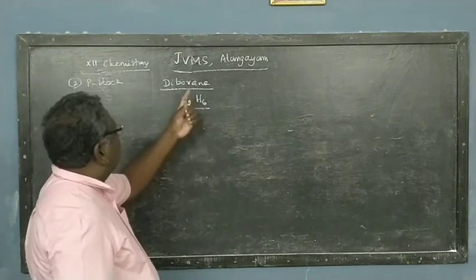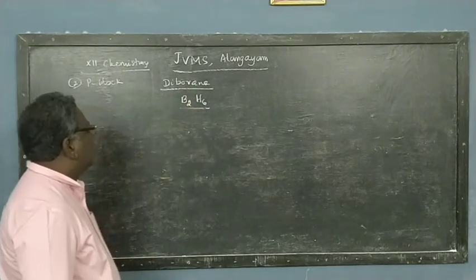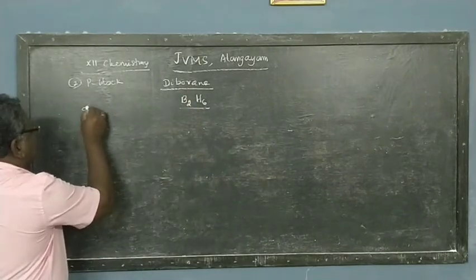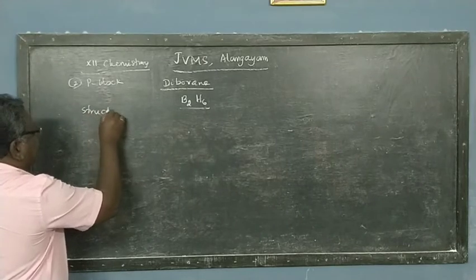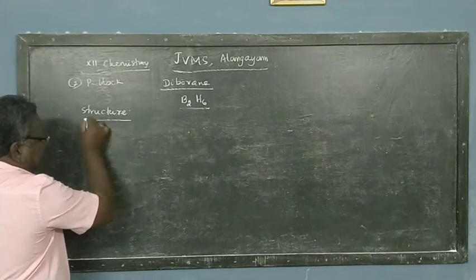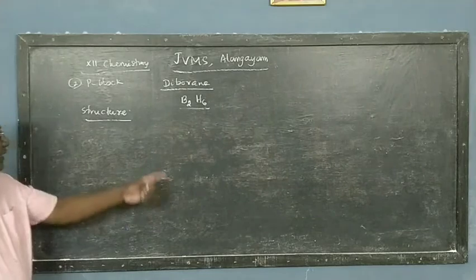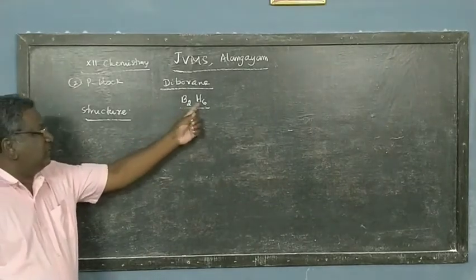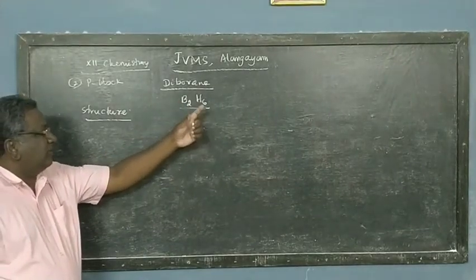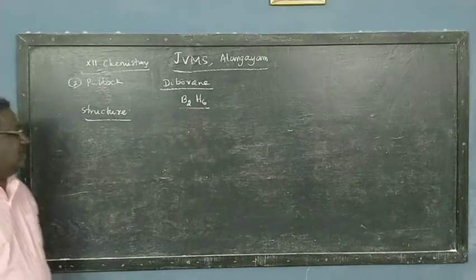So once again, we are continuing with diborane. What we are going to learn today is the structure of diborane. Diborane has the molecular formula B2H6. It has 2 boron atoms and 6 hydrogen atoms.